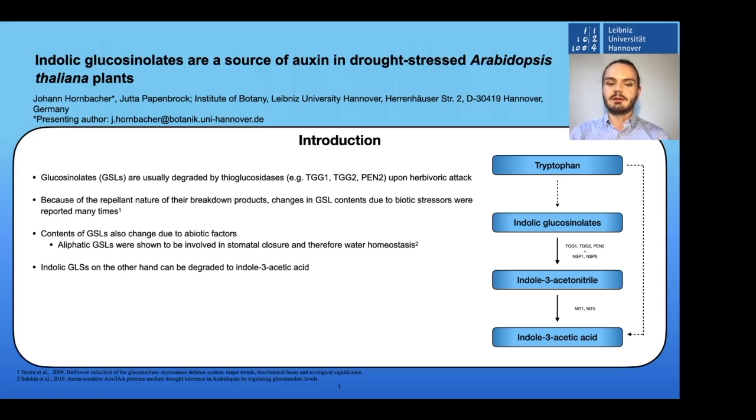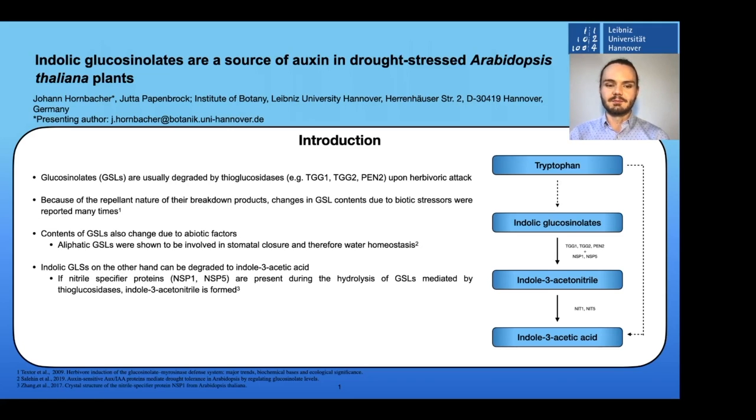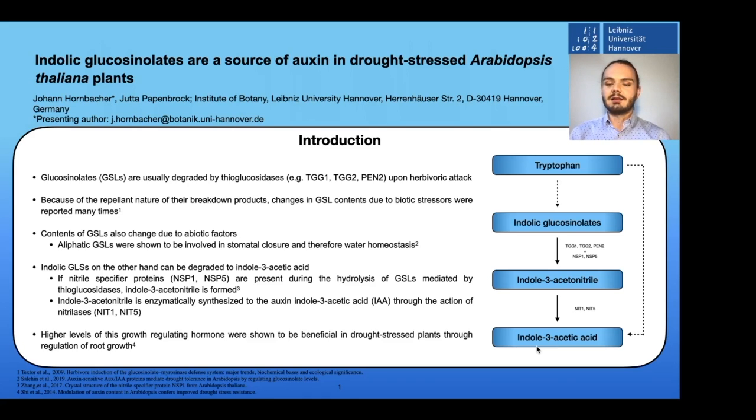Indolic glucosinolates, on the other hand, can be degraded into the auxin indole-3 acetic acid. If nitrile specifier proteins, NSP1 and NSP5, are present upon the degradation of indolic glucosinolates with myrosinases, indole-3 acetonitrile is formed. Indole-3 acetonitrile can be degraded to indole-3 acetic acid in the presence of nitrilases, nitrilase 1 and nitrilase 5. Higher levels of the auxin indole-3 acetic acid were shown to be beneficial when applied to drought-stressed plants because of the regulation of root growth.